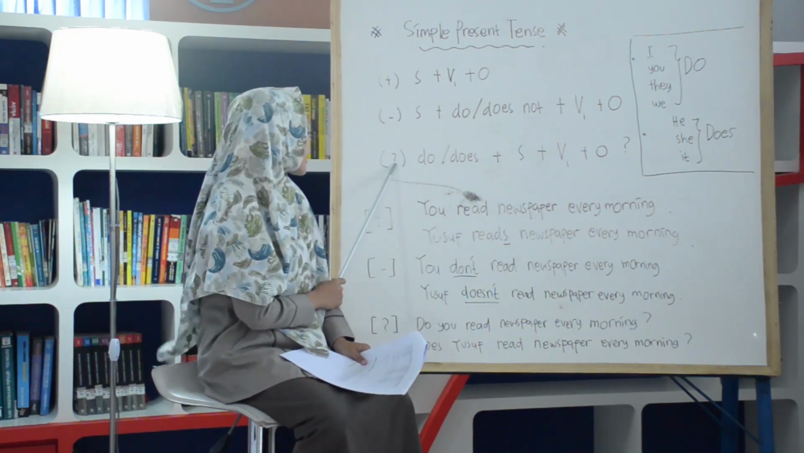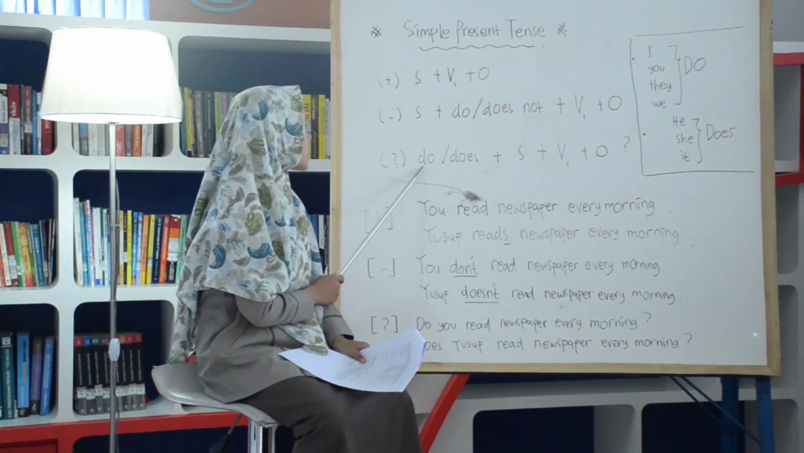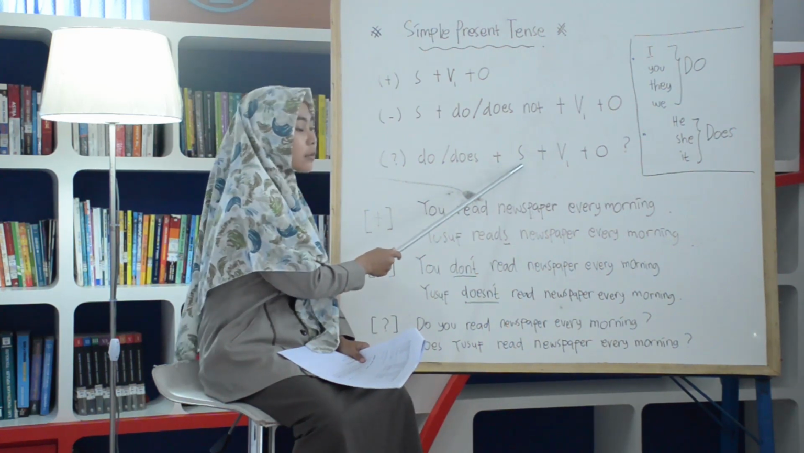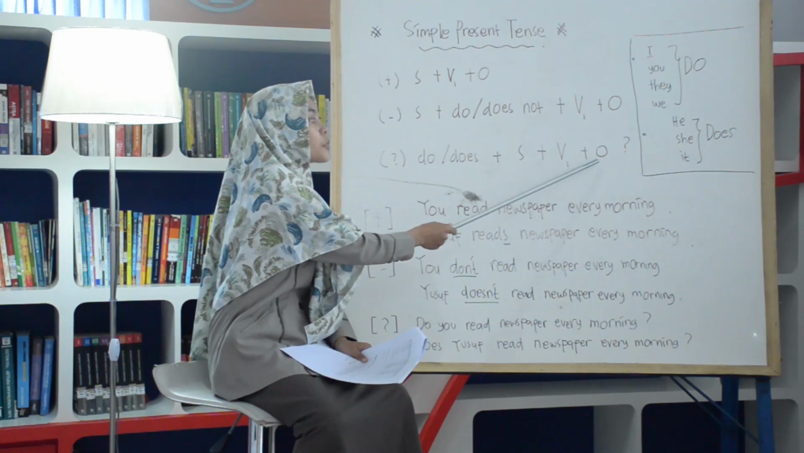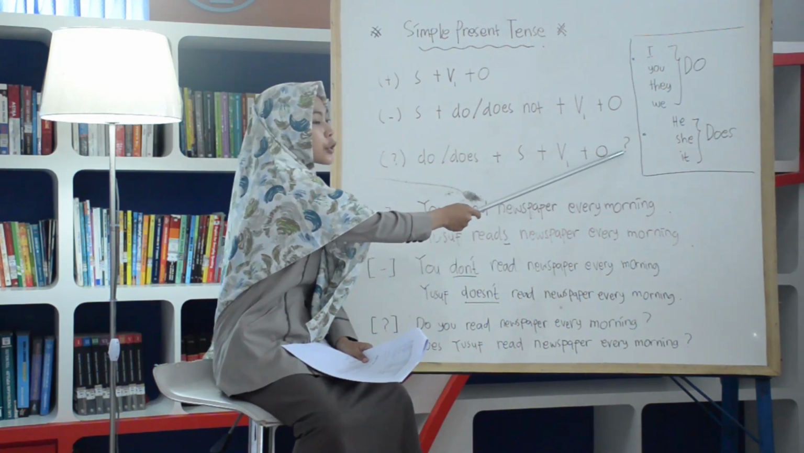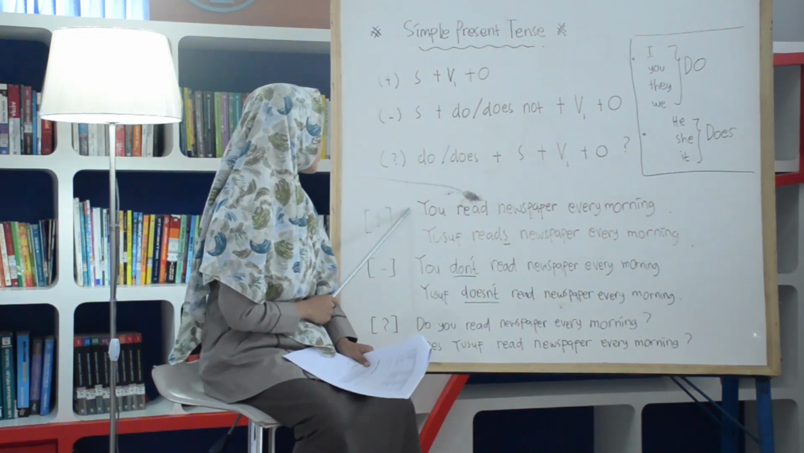And the last is interrogative form. Do or does plus subject plus verb 1 plus object. And don't forget to add the question mark. And here is the example.